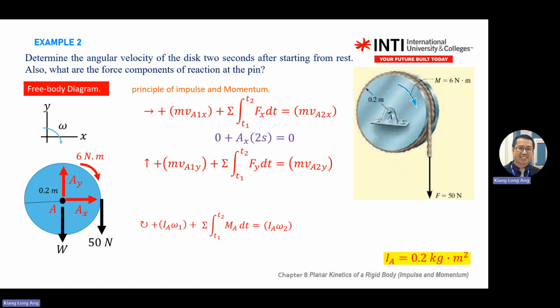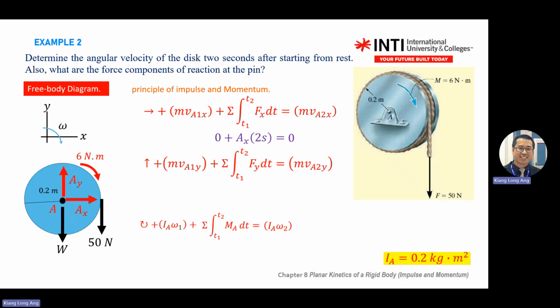Okay, 0, 0, both sides. Momentum at point A is 0, before and after also 0, because point A doesn't move. But there is an impulse there. So what is the impulse? As long as there's a force on the body, there will be impulse. So impulse is force multiplied by time.